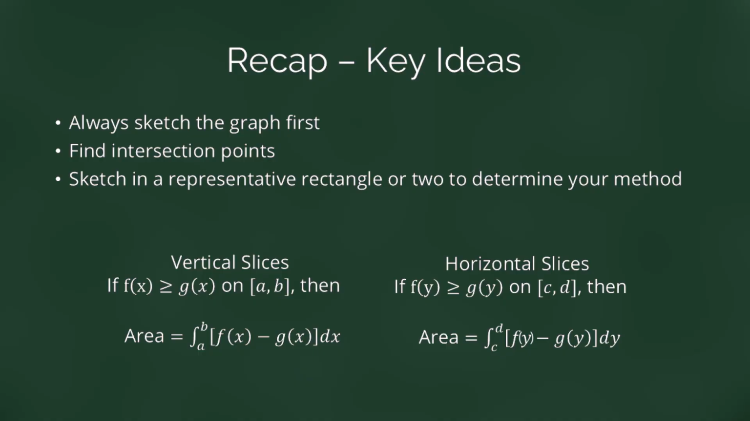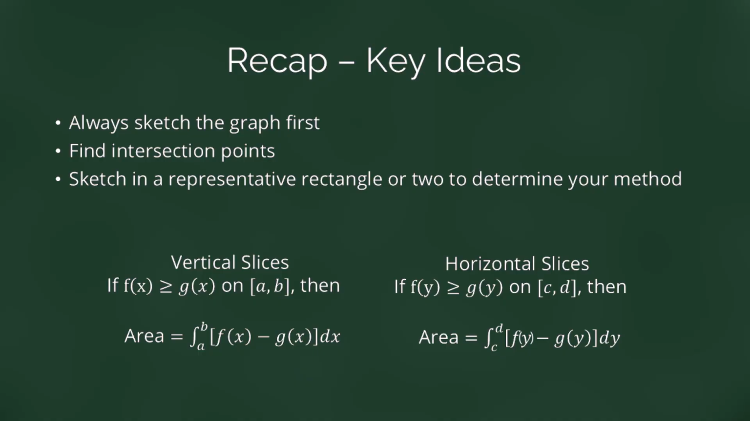Putting it all together, recapping our key ideas. To solve these problems, you're going to need to sketch your graph first. You'll need to find intersection points. And you should probably sketch in 1 or 2 rectangles to determine which method is going to be more effective. If you determine your method is vertical slices, then when f of x is bigger than g of x on the interval a to b, your area is going to be the integral from a to b of f of x minus g of x dx.